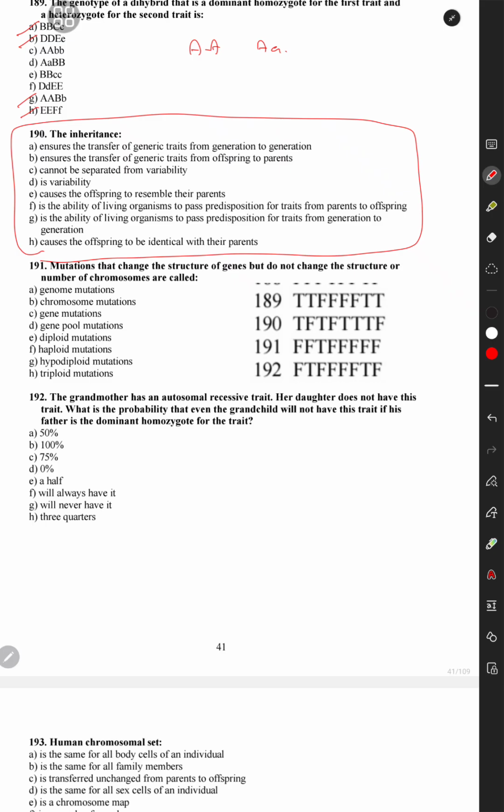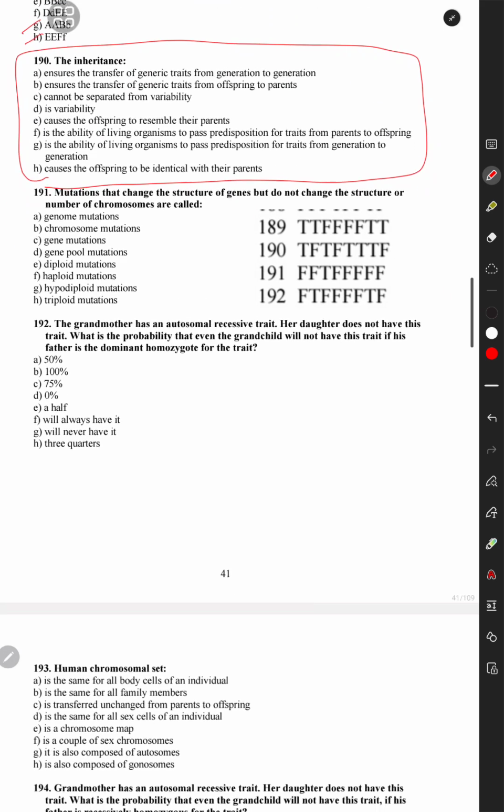Mutations that change the structure of genes but do not change the structure or number of chromosomes are called: genome mutation, chromosome mutation, gene pool mutations, diploid, haploid, gene mutations. Gene mutations.